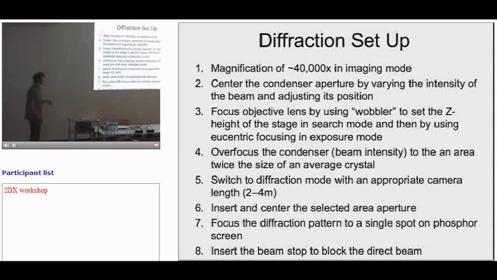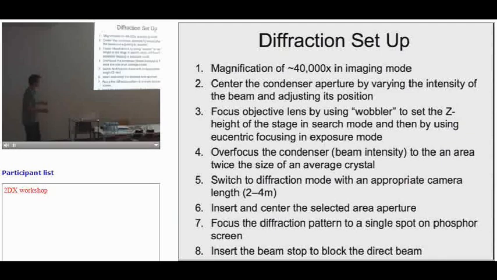Then you switch to diffraction mode with the appropriate camera length. The camera length is dependent upon the resolution. You want to try to get the most spots and also have the largest spacing between them so that you can accurately determine the background between the spots. Then you insert and center the selected area aperture. We use a selected area aperture because this can mask out everything that's not your crystal, and this will improve the signal to noise. Unlike an image of a crystal, which you can mask out computationally, with a diffraction pattern you don't have that option, so you mask it out with an aperture.